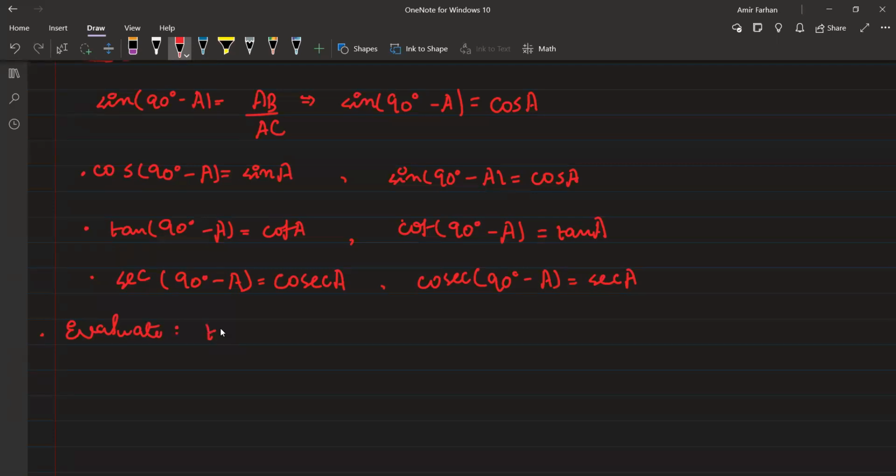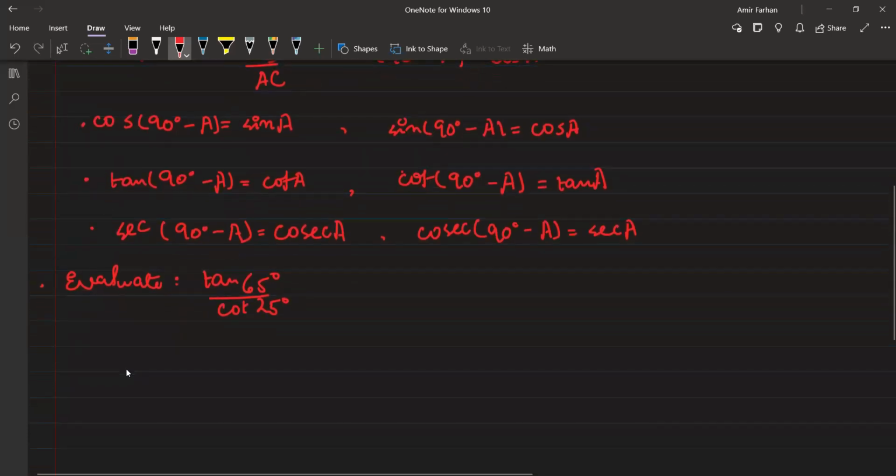Now, Adil, evaluate tan 65° upon cot 25°. Sorry, let me write it again in a neater manner. Tan 65° upon cot 25°. Now it's looking better than the previous one. So let's solve this, Adil. Tan 65° upon cot 25°.